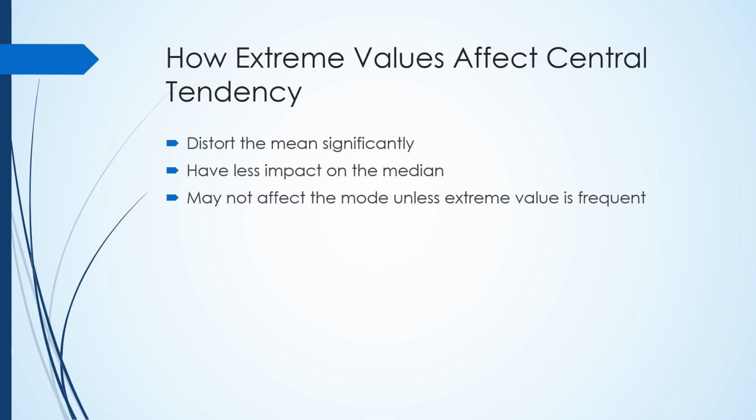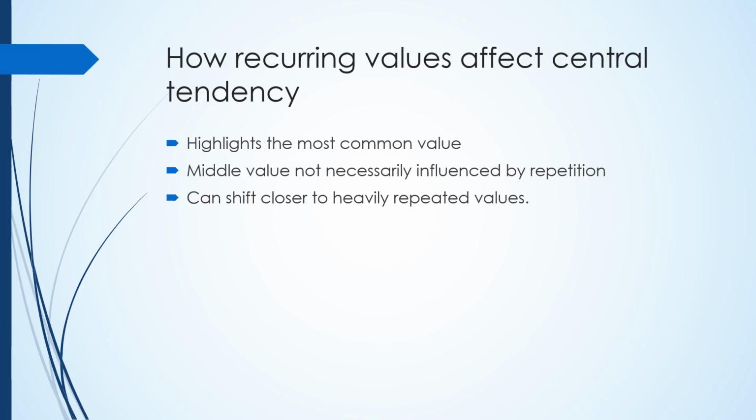The median, however, is more resistant to outliers, since it simply identifies the middle position. That extremely rich friend will be at the top of the list, but won't affect the central value. The mode might stay the same unless the outlier appears frequently enough to create a new most common value. This is why the median is often preferred in datasets with extreme values.